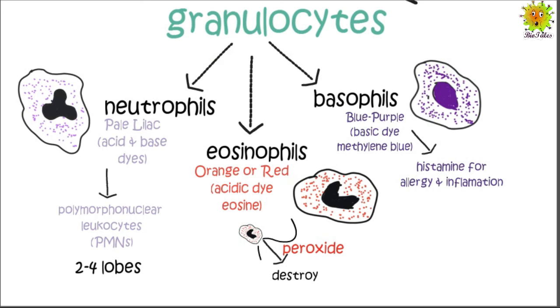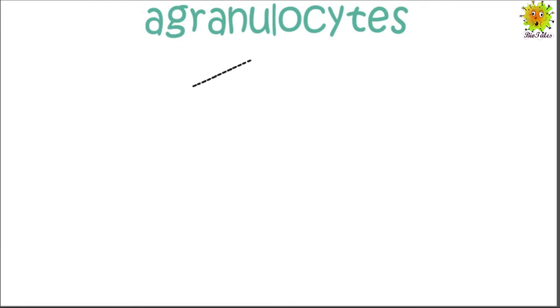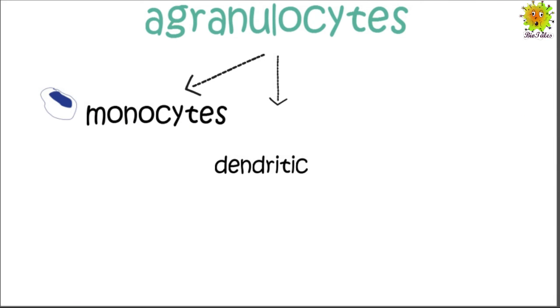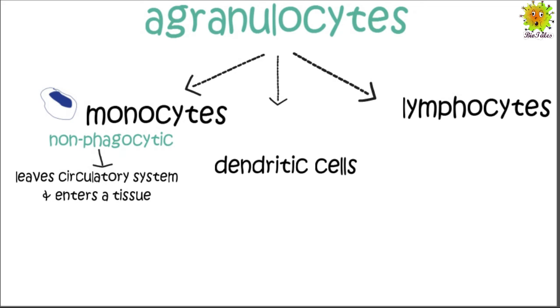Now let's talk about the other type of leukocytes, that is agranulocytes. Agranulocytes are categorized into three types of cells: monocytes, dendritic cells, and lymphocytes. Monocytes are not originally phagocytic, but they have the ability to enter the circulatory system. When they leave the circulatory system and enter a tissue, they mature to form macrophages, which are actually phagocytic cells.